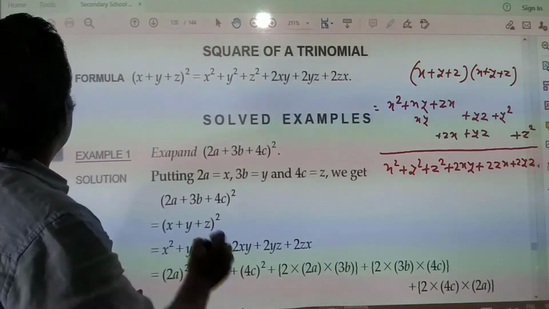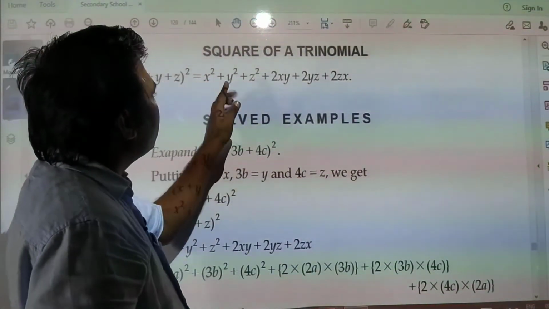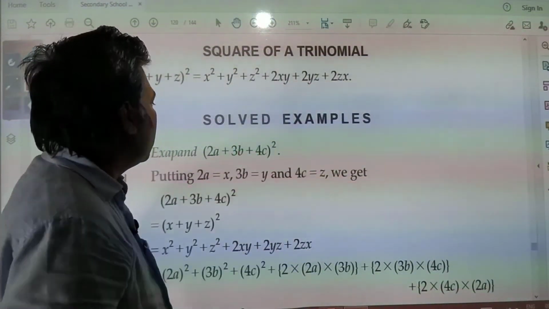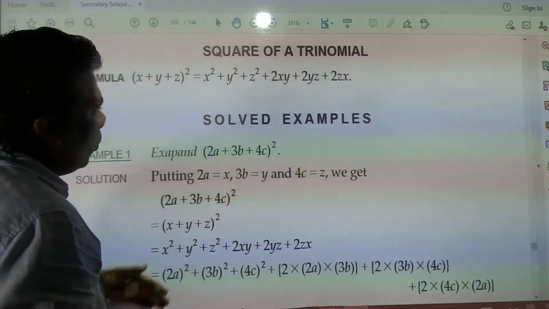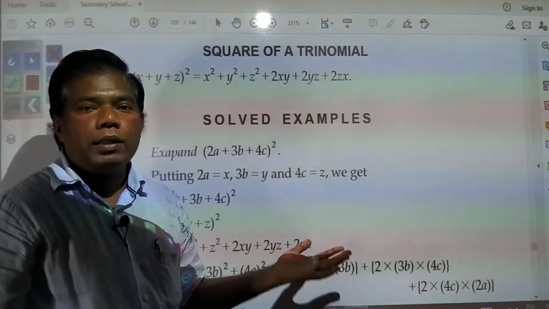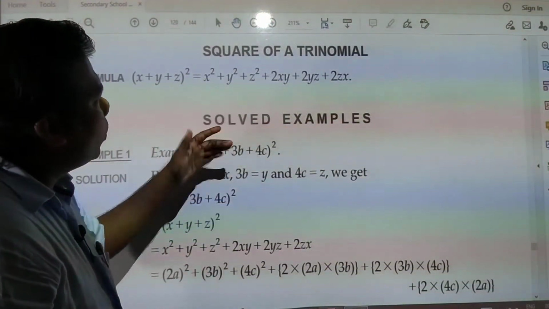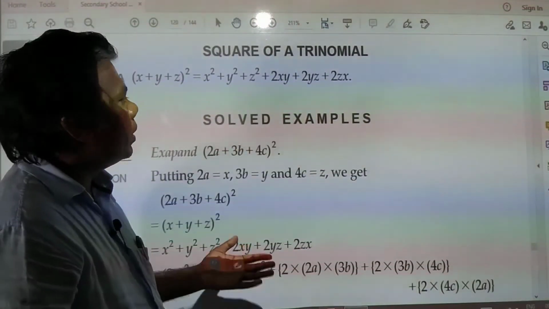This formula is required to be remembered: (x plus y plus z) whole square is equal to x square plus y square plus z square plus 2xy plus 2yz plus 2zx. All the questions in this exercise you need to solve using this same formula. You need to know how to substitute if any other expression is there in this formula, and then you can solve it.